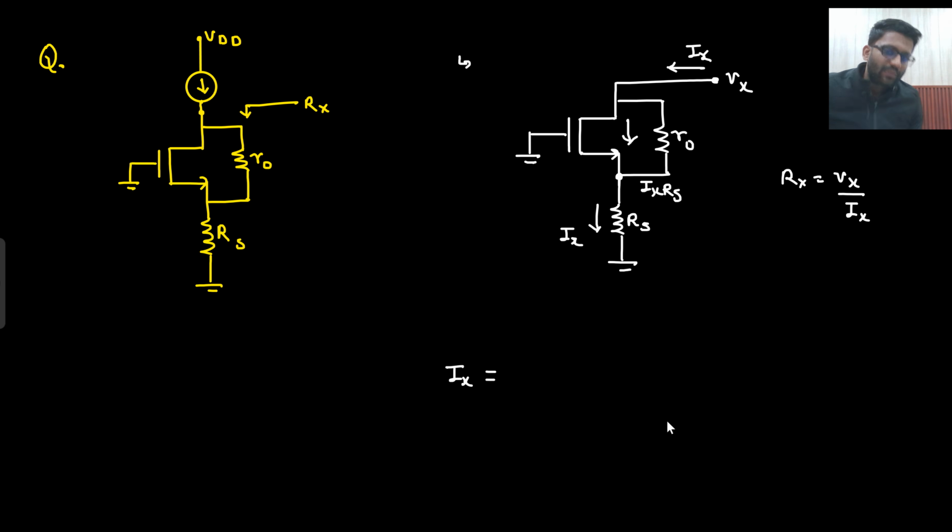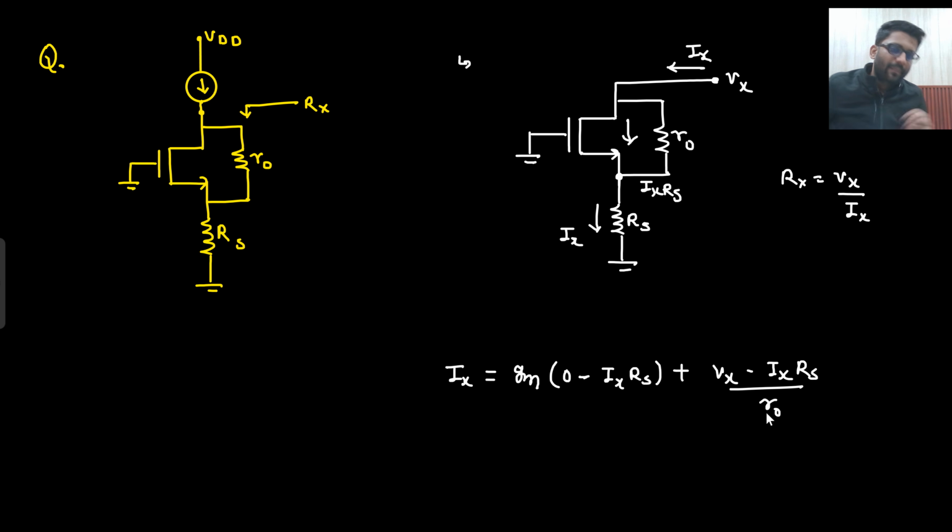Ix will be equal to the current in the MOS going downward. That current will be Gm into 0 minus Ix into Rs, because I am writing the current downward. So from 0 to Ix Rs I am going, plus Vx minus Ix Rs upon R naught. Say yes or no? Ix equals Gm times (0 minus Ix Rs) plus the current in R naught, which is Vx minus Ix Rs divided by R naught. So what are you getting?